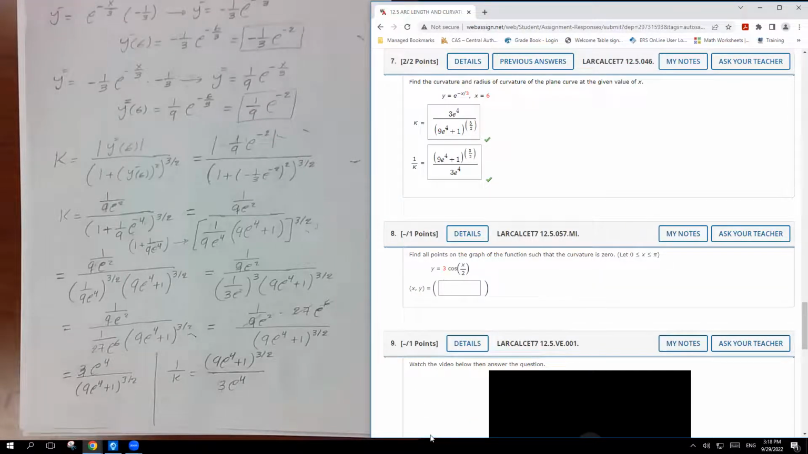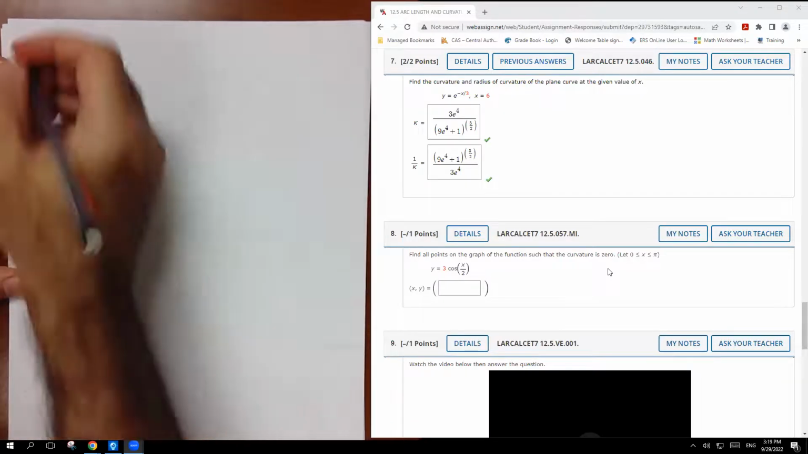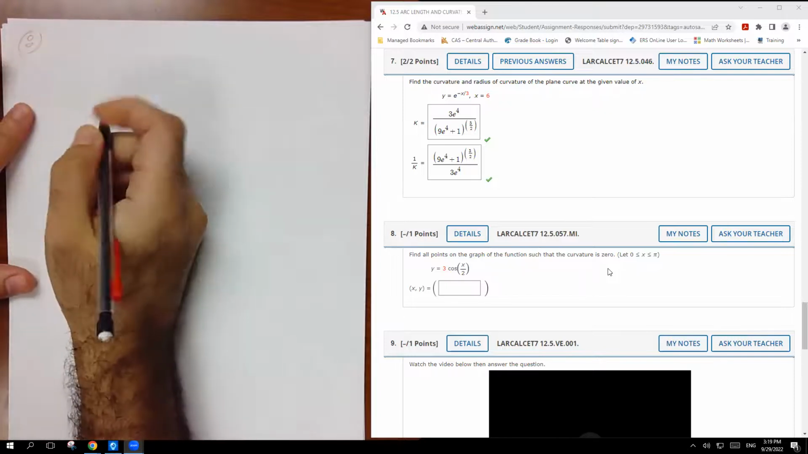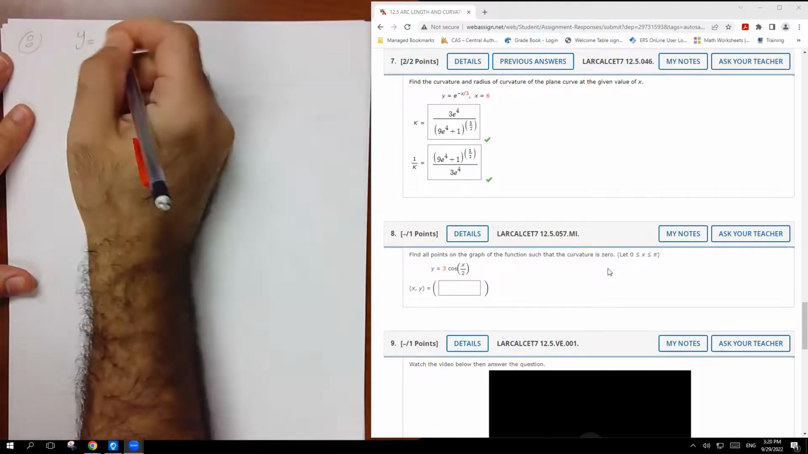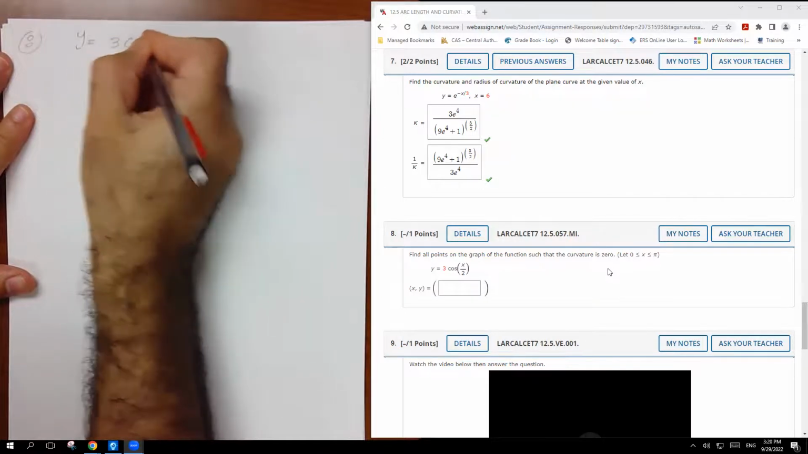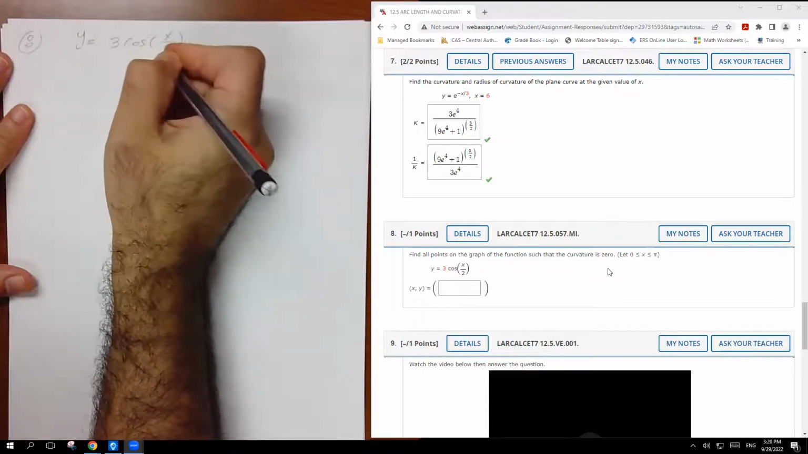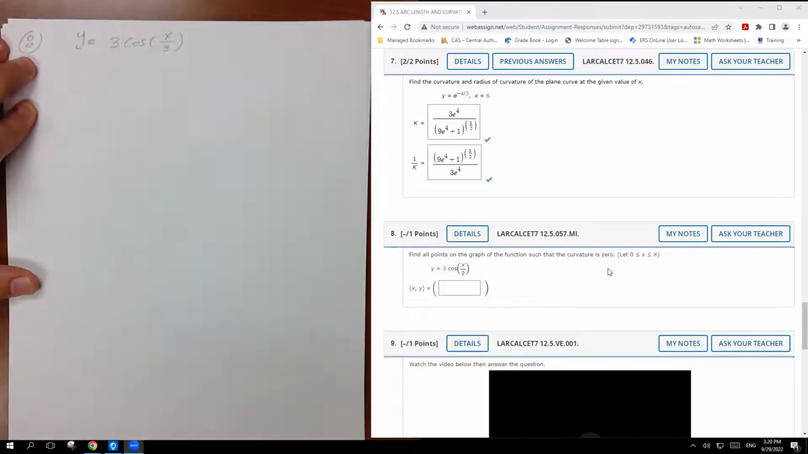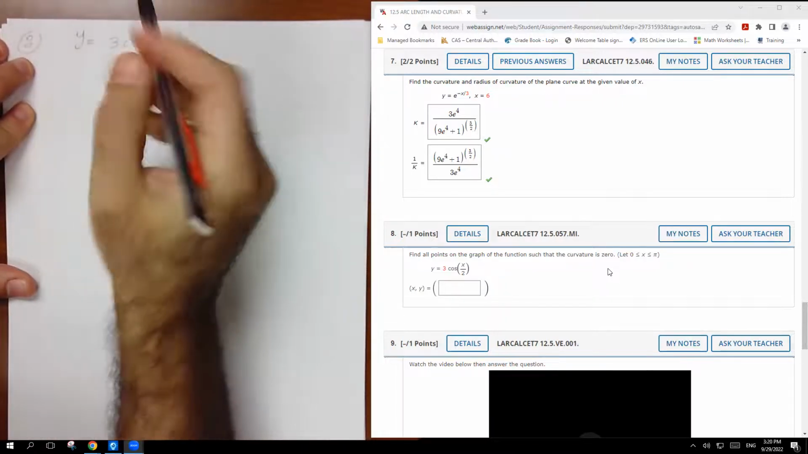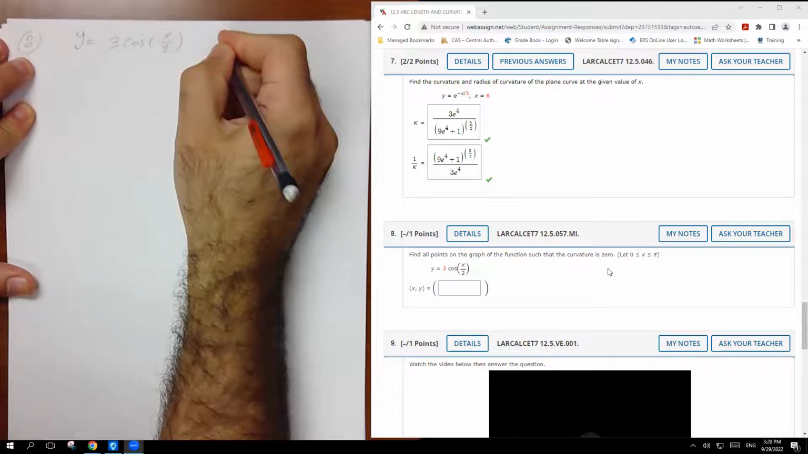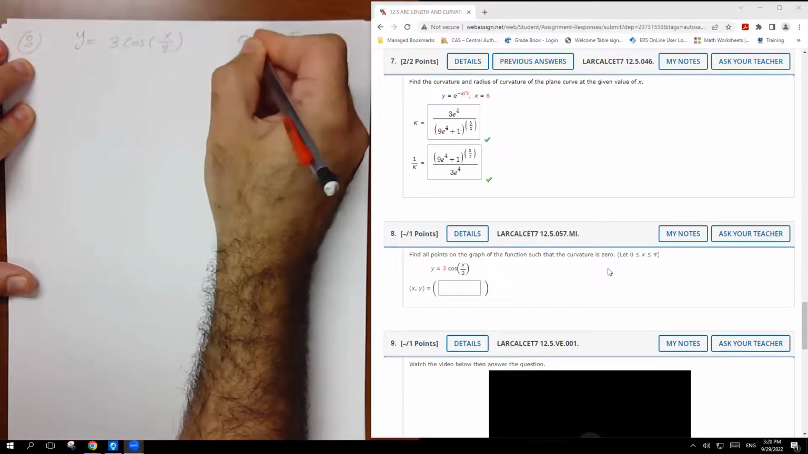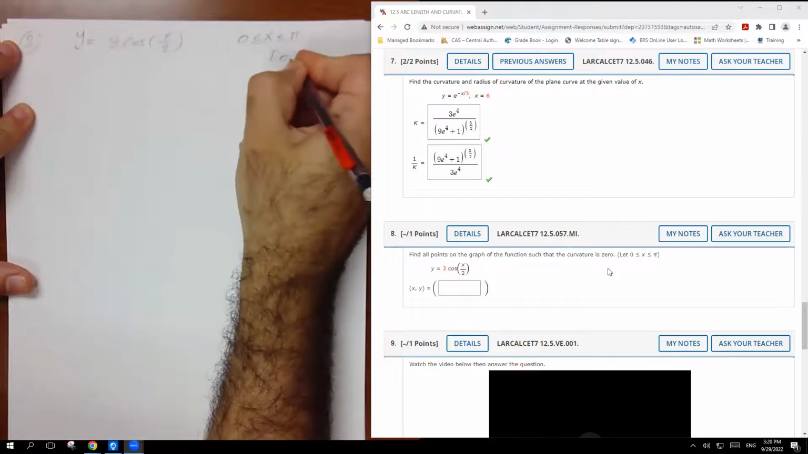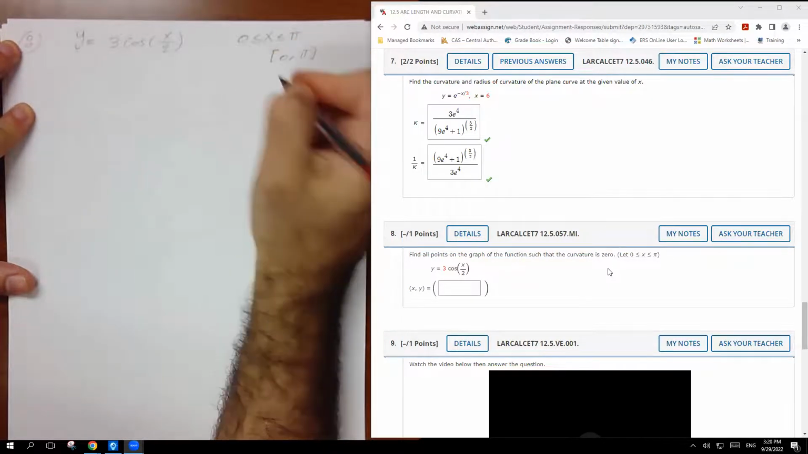Let's go to example 8. Example 8, it says y equals 3 cosine x over 2, to the power 3 over 2, and x is between 0 and pi. That means on the interval 0 to pi. Let's check how we're going to solve this example.